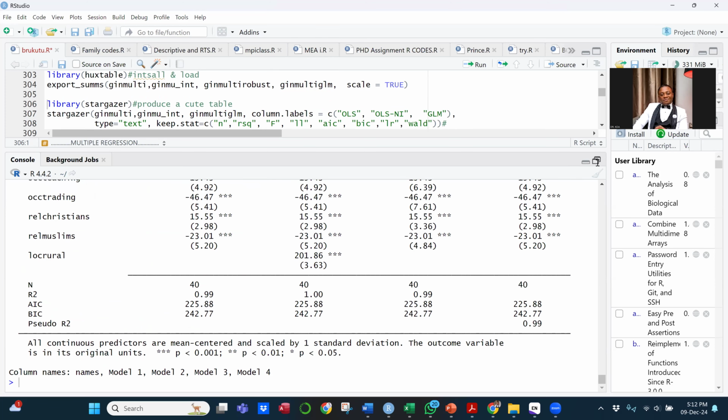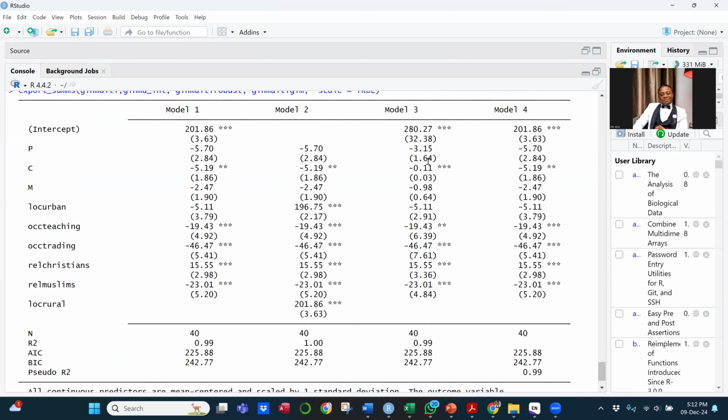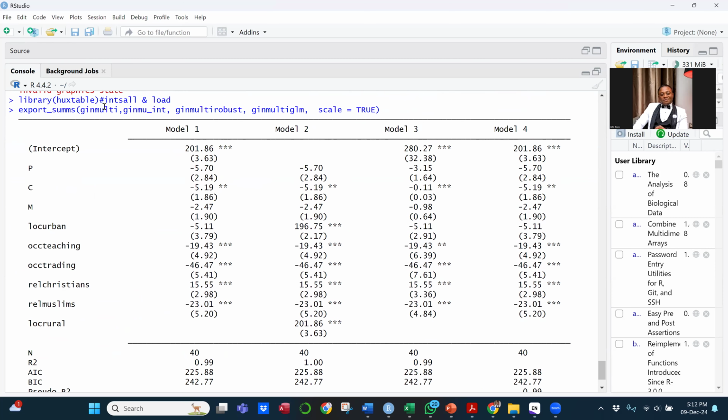Is that not beautiful? So the final table is this. And sometimes you read journals and you see them give you the results in tables. So Model 1, you should know what it is. Model 1 is the normal regression. Model 2 is the one without the intercept. So you see that there is no intercept for Model 2. I could have chosen not to even break them. Model 3 was a robust. Model 4 was a GLM.